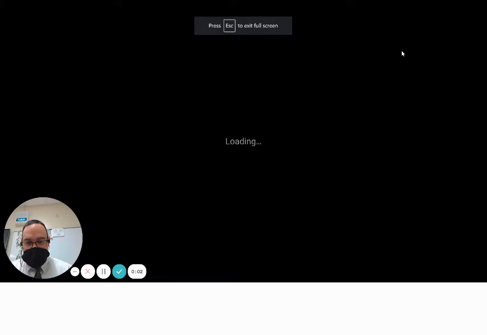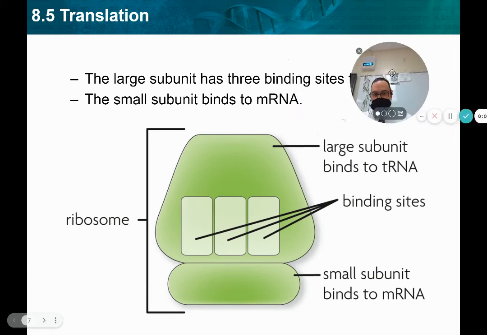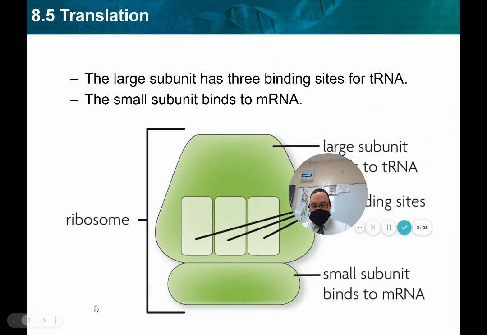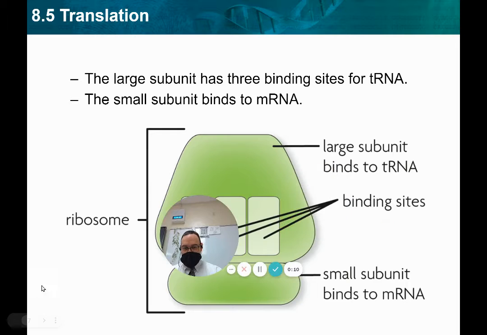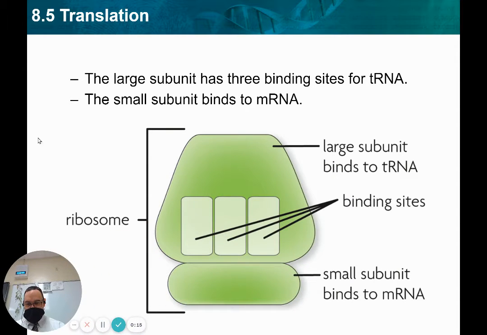All right. So we talked about mRNA. We talked about what it's made of. We talked about the codons. We talked about tRNA. We talked about what it's made of. We talked about the anticodons. So now we're going to talk about some ribosomes.